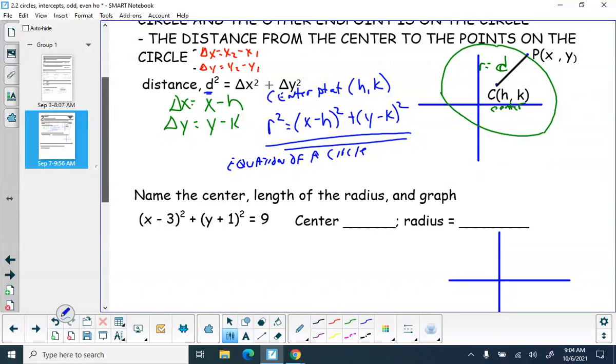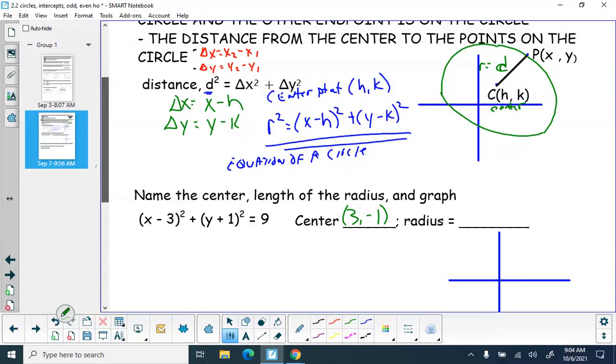So if I take a look, my center point is what is being subtracted from x and what is being subtracted from y. My radius, this is my radius squared. So what's being subtracted from x and what's being subtracted from y? Austin, what do we have for our center point? 3 and negative 1, that is correct.